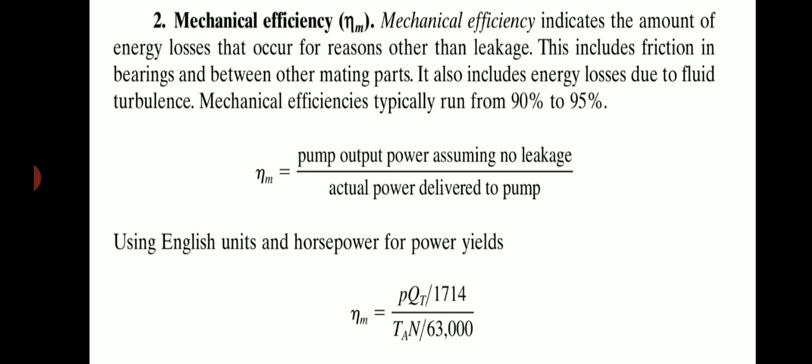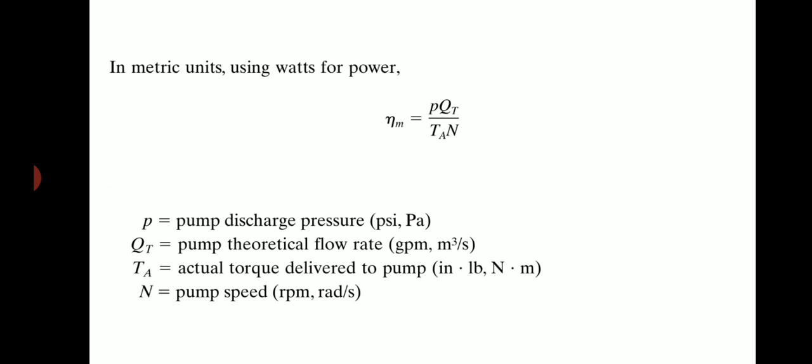Using English units and horsepower for power yields, mechanical efficiency is equal to P into QT by 1714, whole divided by TA into N by 63,000. In metric units using watts for power, mechanical efficiency becomes P into QT divided by TA into N, where P is pump discharge pressure in pounds per square inch or Pascal, QT is pump theoretical flow rate in gallons per minute or cubic meter per second, TA is actual torque delivered to the pump in inch-pounds or Newton meter, and N is pump speed in RPM, revolutions per minute, or radians per second.